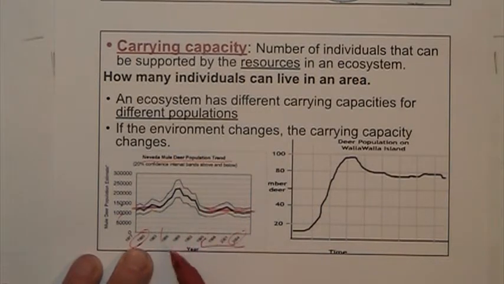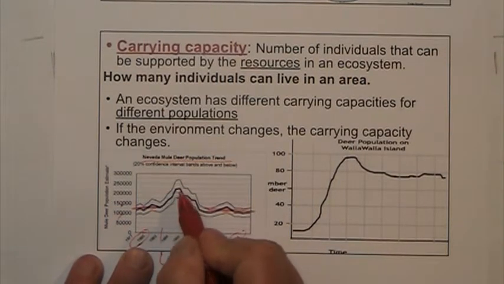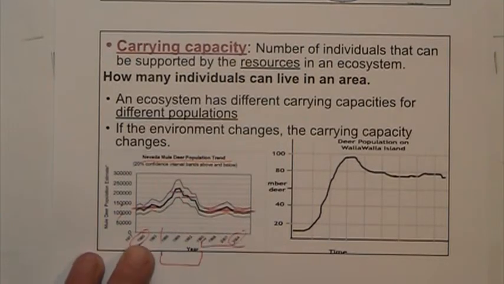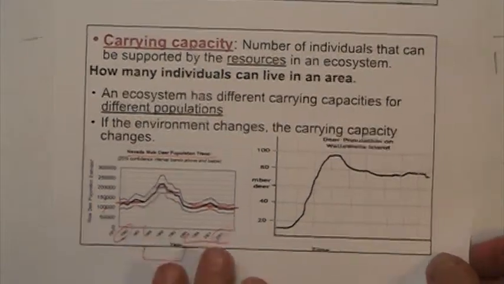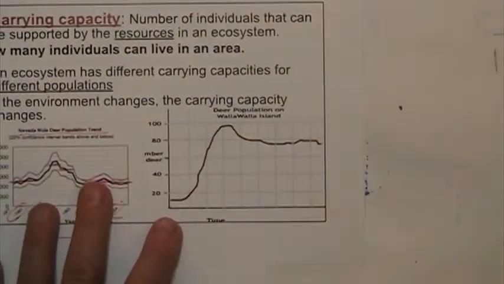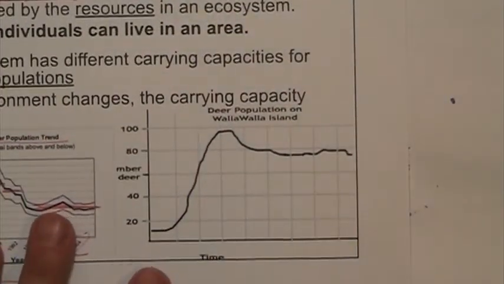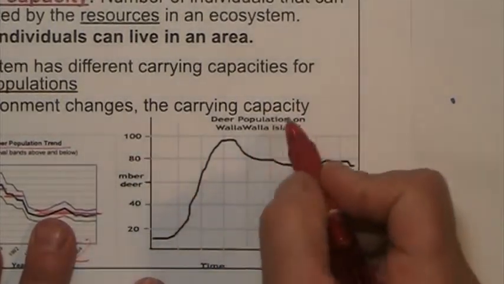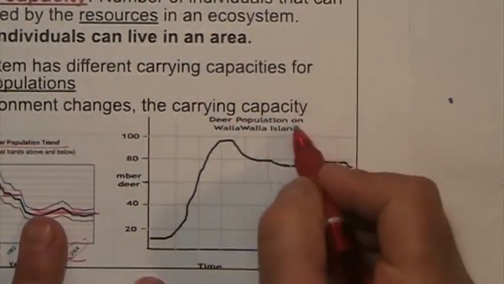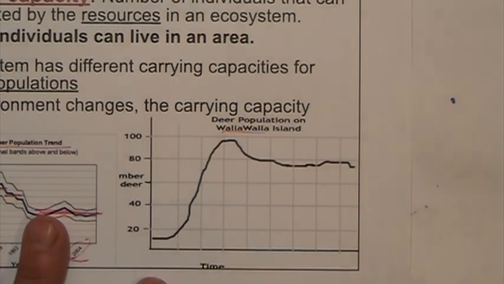And over here, these years were extremely good for the deer population. You can see that the numbers increase and the carrying capacity of that environment changed. So what happens when you have a carrying capacity? And in this case, this is another deer population in Walla Walla Island.